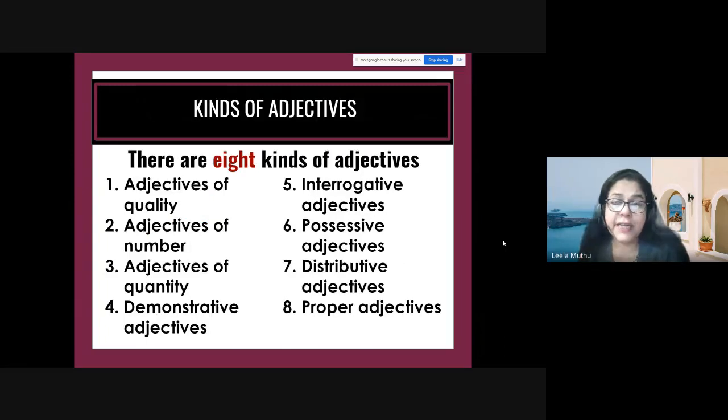So like I told you, there are 8 different types of adjectives. There's adjective of quality, adjective of quantity, adjective of number, demonstrative adjective, interrogative adjective, distributive adjective, possessive adjective, and finally proper adjective. Okay, so we are going to learn about each different kind of adjective.